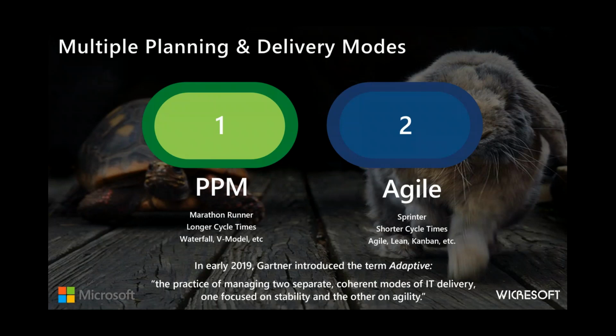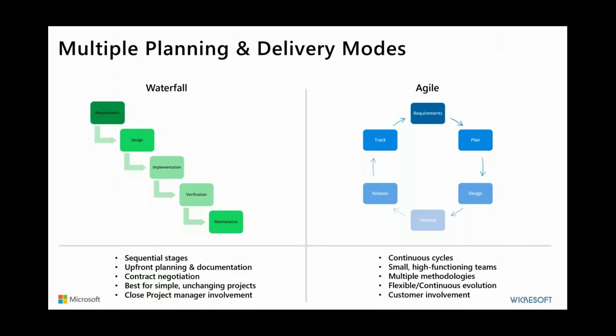And a lot of organizations, we're finding today, have to accommodate, or there's a good reason to have, both of these instead of leaning one way or the other exclusively. So in these multiple planning and delivery modes, a traditional waterfall is more phase oriented, the types of things we do in, say, a Microsoft Project plan with sequential stages, a lot of upfront planning, requirements and documentation, contract negotiation, longer term projects, trying to hit more of an unchanging target that we're trying to meet at the end.